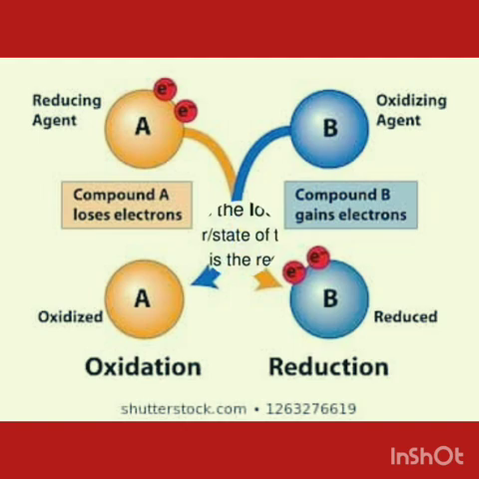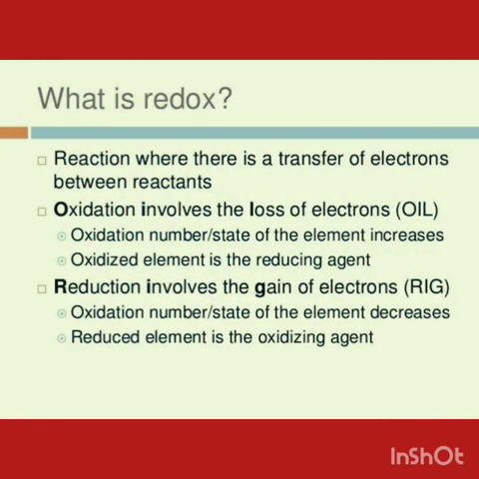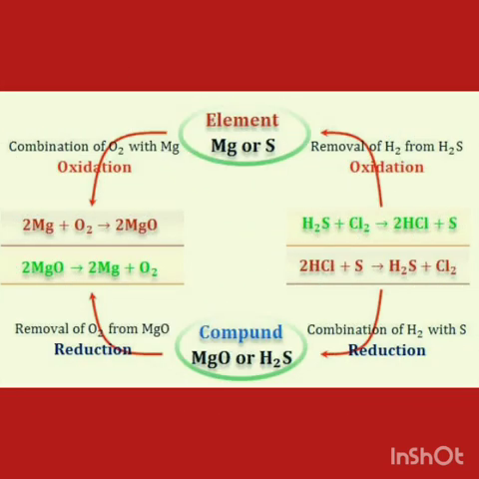So we can say that redox reactions are those reactions in which oxidation and reduction take place simultaneously. Means in the same reaction, oxidation and reduction are taking place. So now let's see an example. 2Mg plus O2 gives out 2MgO.